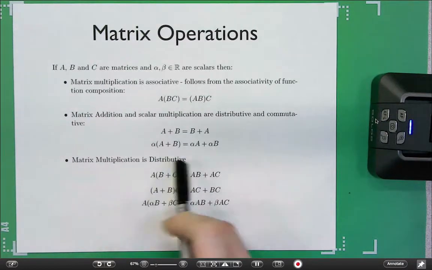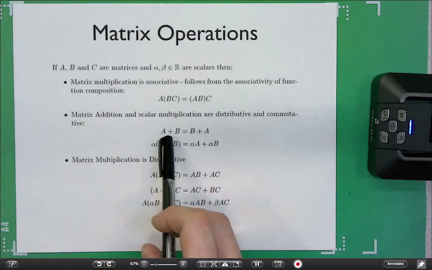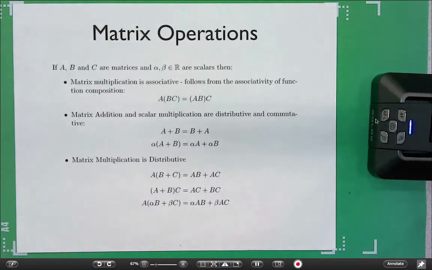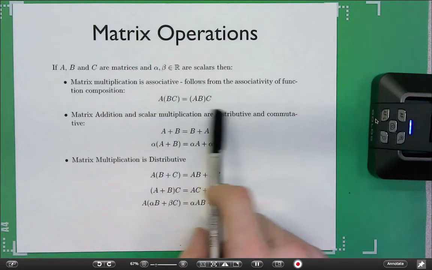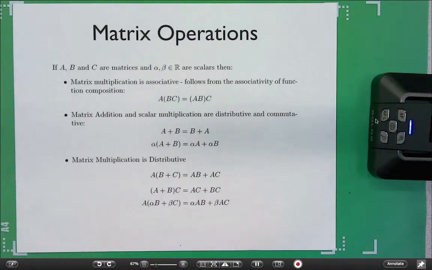Actually, let me comment on the associativity. This would be another nice homework if you still have time after doing the MATLAB 1 homework you have to do. You can take a piece of paper and try to prove this by the definition of matrix multiplication. You look at what the element ij is here and what the element ij is there, and you should get that they are equal.